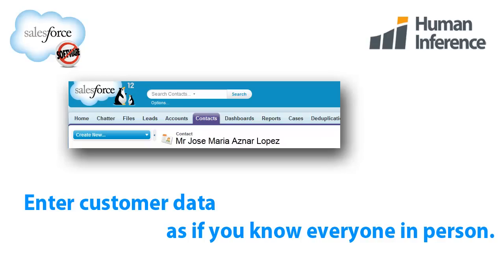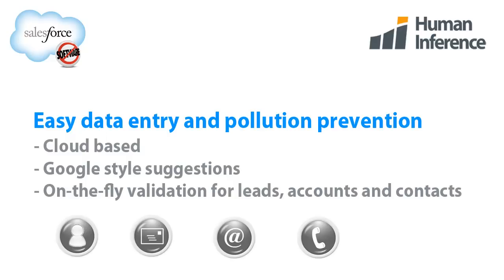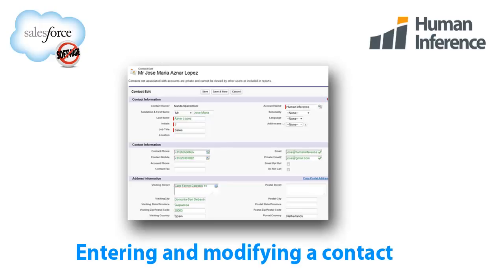Imagine Salesforce.com could help you to know exactly what to enter. With Human Inference, it can. And it's cloud-based, it has Google-like suggestions and on-the-fly validation for leads, accounts and contacts. No more incorrect information in your data. So let's see how it works.